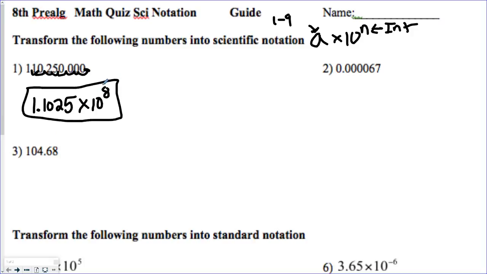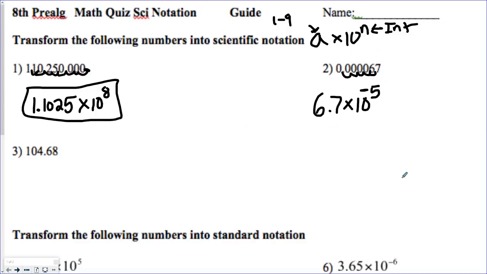So again, the exponent counts the number of jumps, and it's positive if the number of jumps is from a number that's big, and negative if the number was small. So number 2 here, we start with our decimal point, which is given to us right here, and we jump 1, 2, 3, 4, 5 times. So it'd be 6.7 times 10 to the 5, and because this number started out small, it'd be a negative 5 instead of a positive 5.